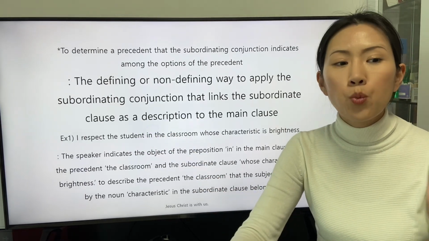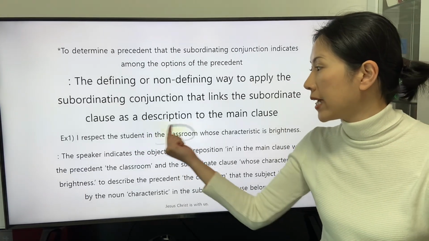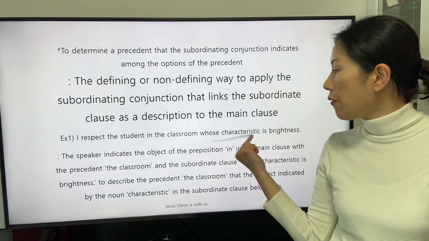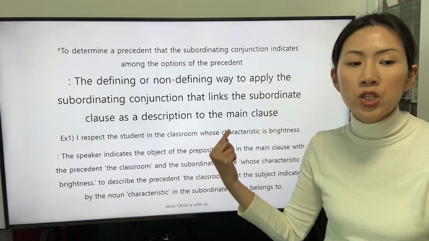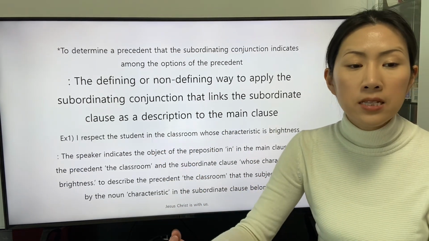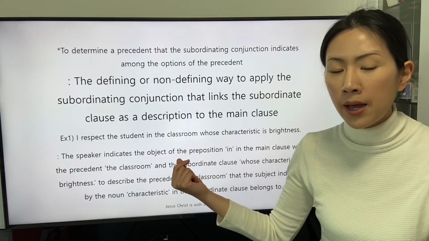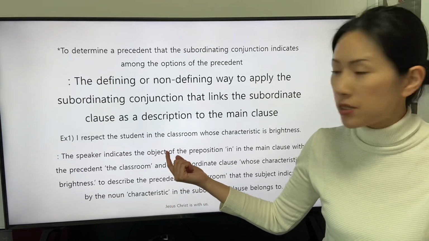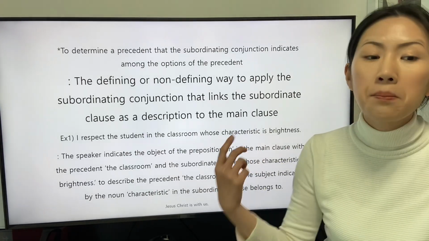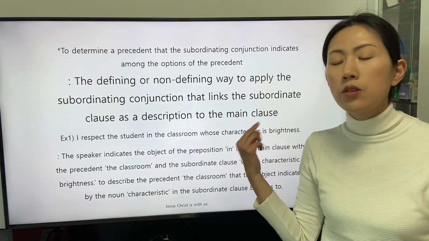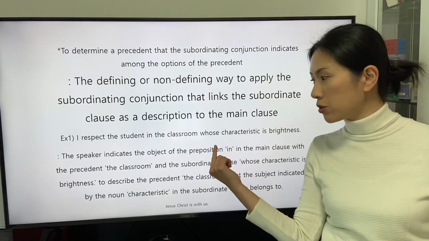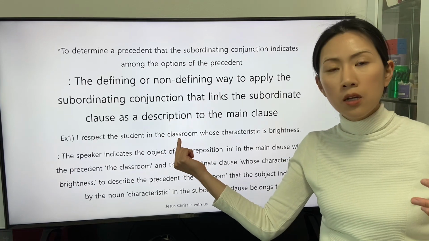in the main clause with the precedent the classroom, and the subordinate clause whose characteristic is brightness to describe the precedent the classroom. That the subject indicated by the noun characteristic in the subordinate clause belongs to. The subject that the object indicated by the noun characteristic belongs to is not a person.